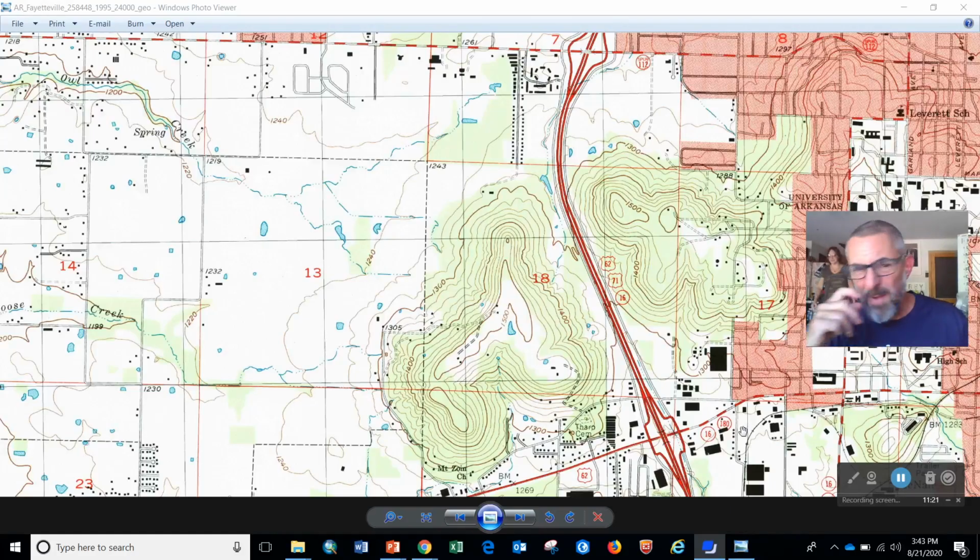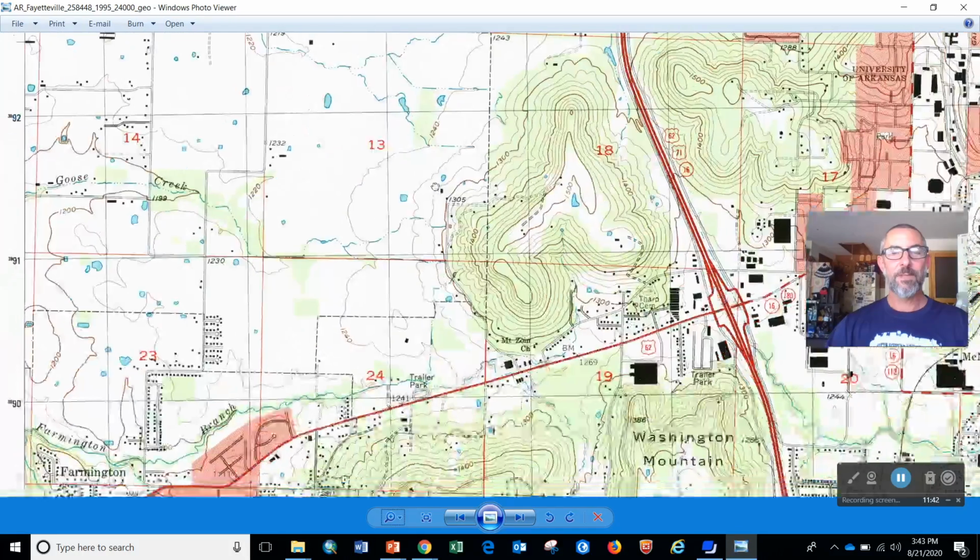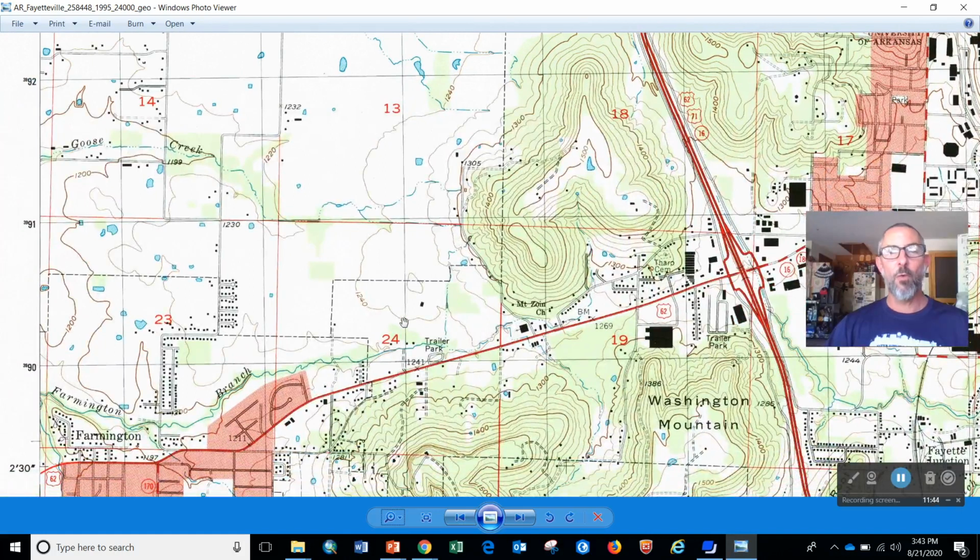Okay, we're looking at a topo map of Fayetteville right now. And don't worry about all these contour lines. That's for next week's lab. But we're looking at this topo map of Fayetteville. And you see these red numbers. Those are section numbers. There's 13, there's 14, there's 18. If 13 and 18 are next to each other, that means there is a range line separating them. If we go down a little bit, there's 24 right there.